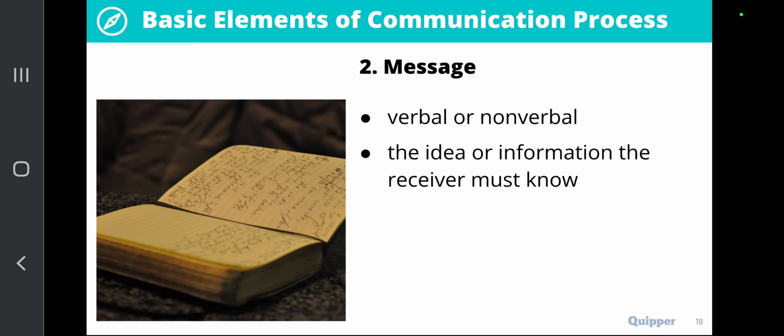Now, when talking about the sender, we also need to take note of the second element of the communication process, the message. Of course, the communication process would not become useful if there is no clear message. Yes, we already identified that there is a sender and a receiver, since it is a two-way process. But then again, what do we communicate? Messages, class, are verbal or non-verbal.